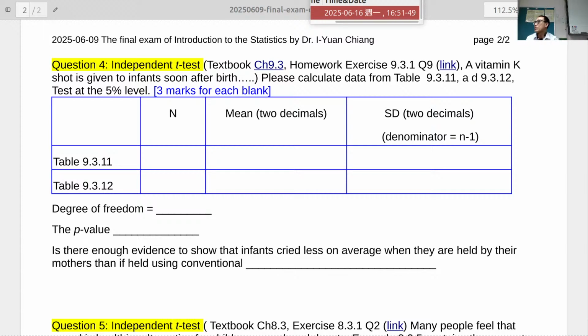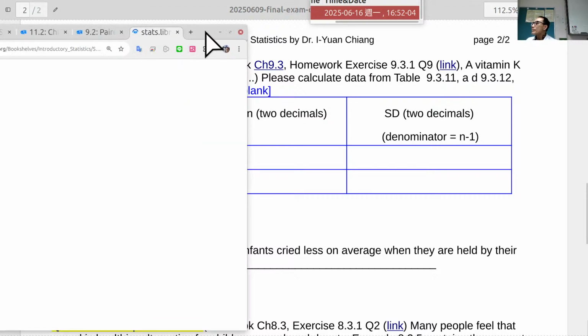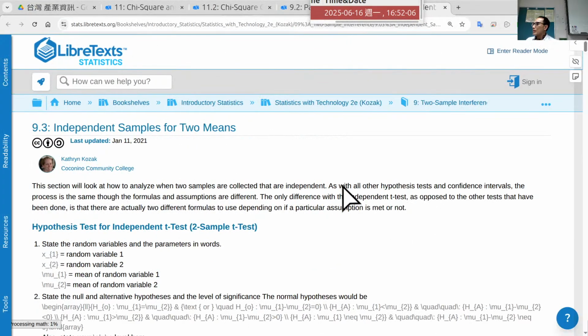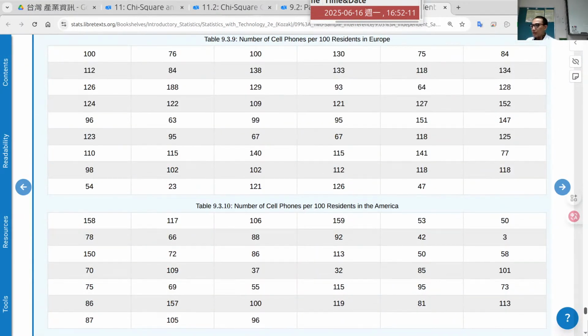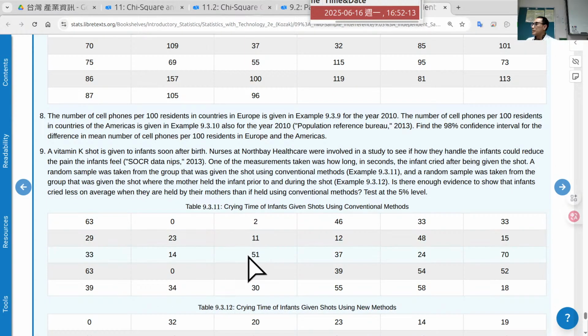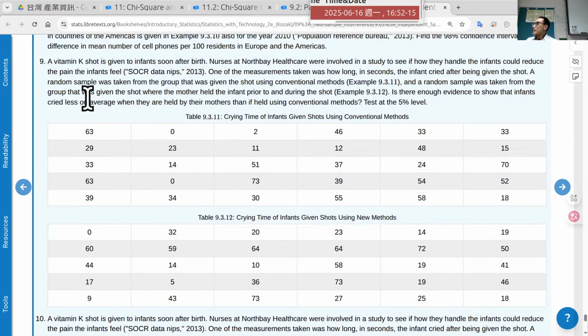About the question, it depends on the t-test. Here the question is from the textbook chapter 9.3, the homework Q9. Let's check it. Q9, scroll to the bottom.